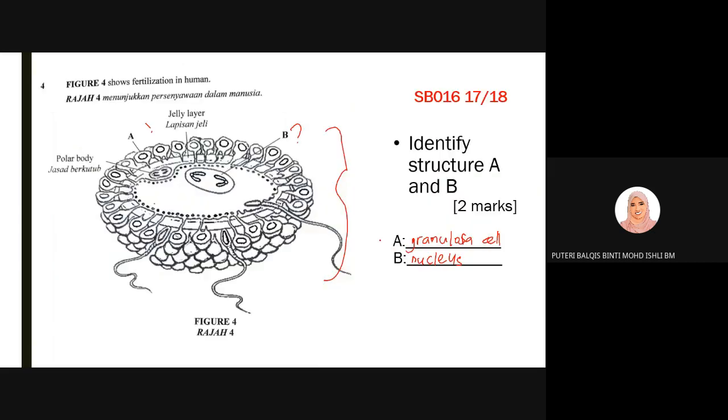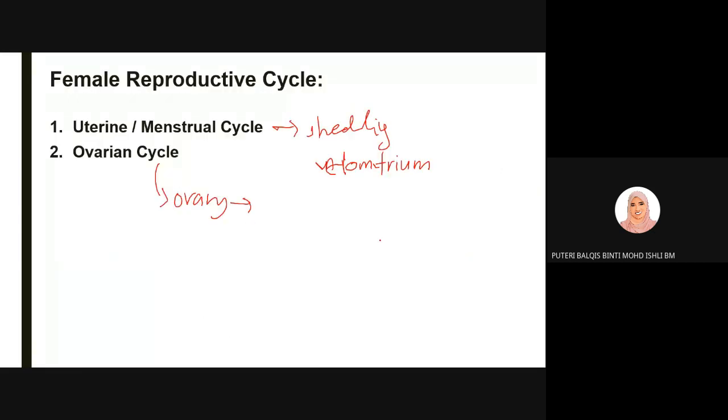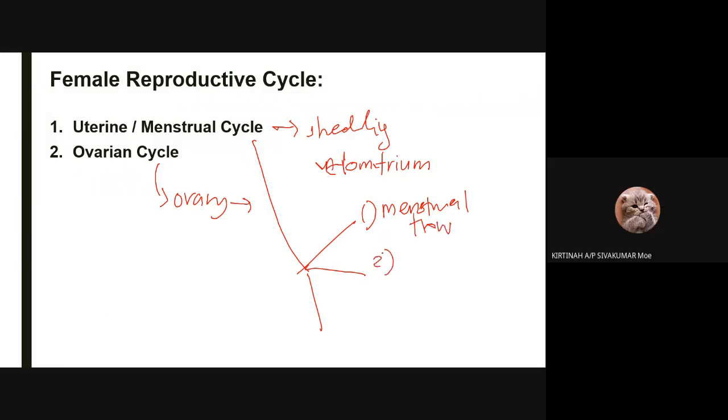Okay, kalau menstrual cycle, kita ada 3 phases. 1, 2, 3. What is the first phase? Menstrual flow. Menstrual flow, very good, thank you. Menstrual flow phase. Second, proliferative phase. Okay, proliferative phase, thank you. And the last one is secretory phase. Okay, secretory.